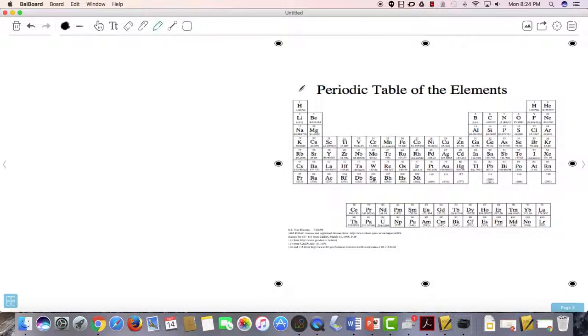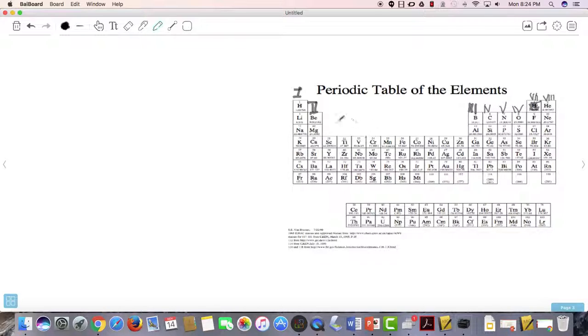Going back through, this is main group 1, main group 2, main group 3, main group 4, 5, 6, 7, and 8. And so those are the main group numbers. I'm going to erase hydrogen here because that should not be over here for our purposes right now.